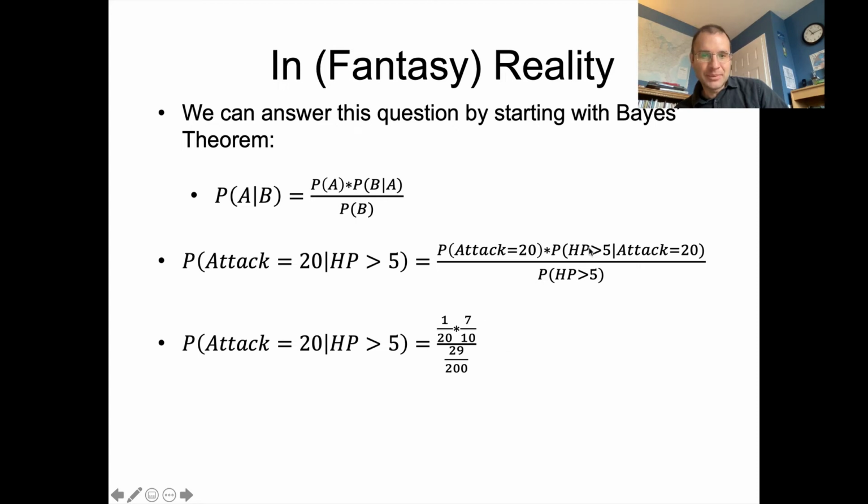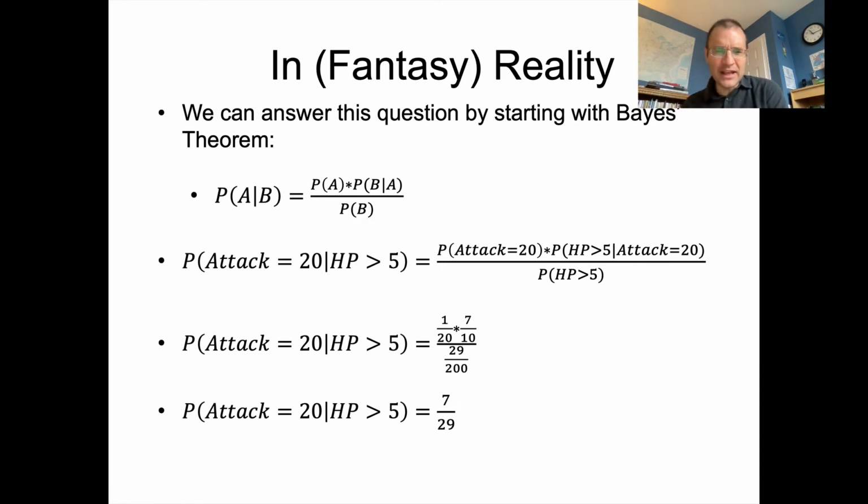Because we're adding 2 to this value when the attack is at 20, we get 7 out of 10 probability for HP being greater than 5 in that scenario. We calculated this overall probability of the hit points being greater than 5. It's 29 over 200. We just plop these numbers down into this equation, and as we calculate these things out, on the top it's 1 times 7, which is 7. On the bottom of that top half, it's 20 times 10 equals 200. So this winds up being 7 over 200 divided by 29 over 200. You can simplify that fraction and say it's 7 out of 29.